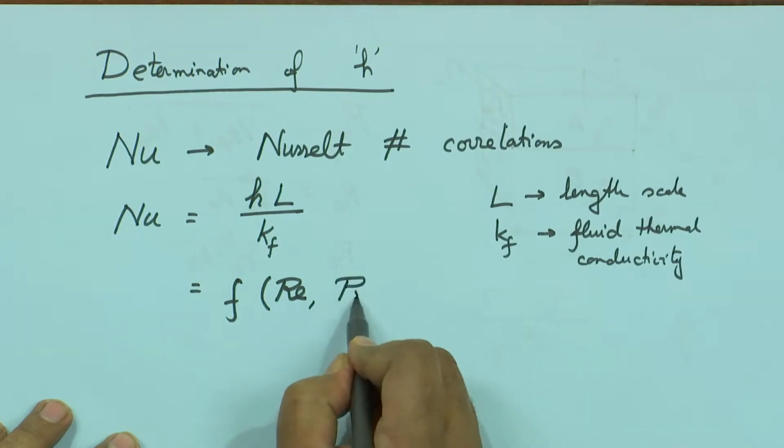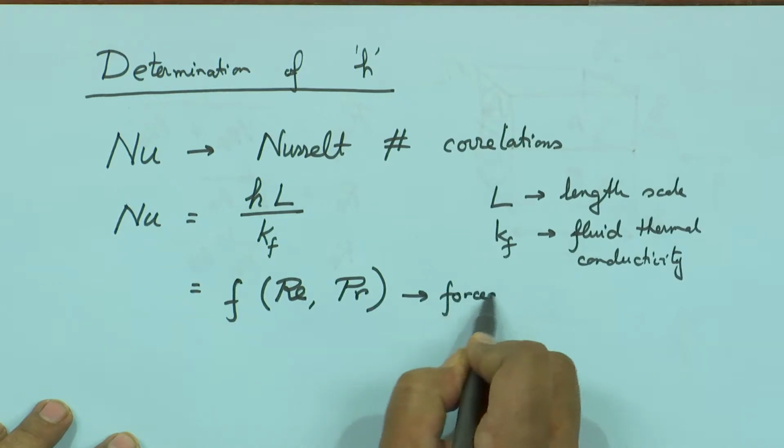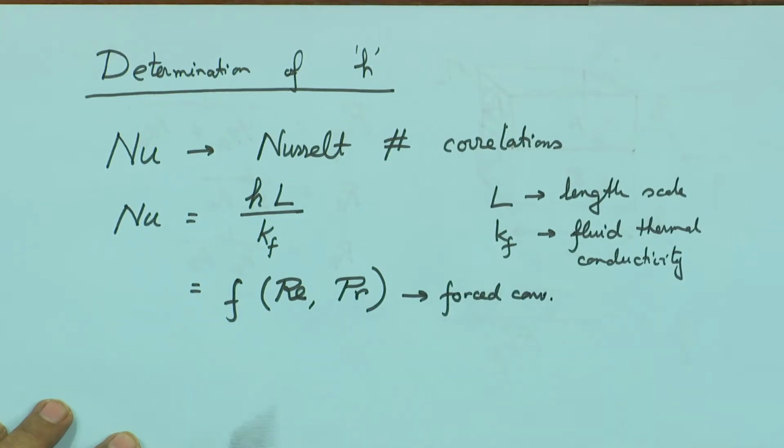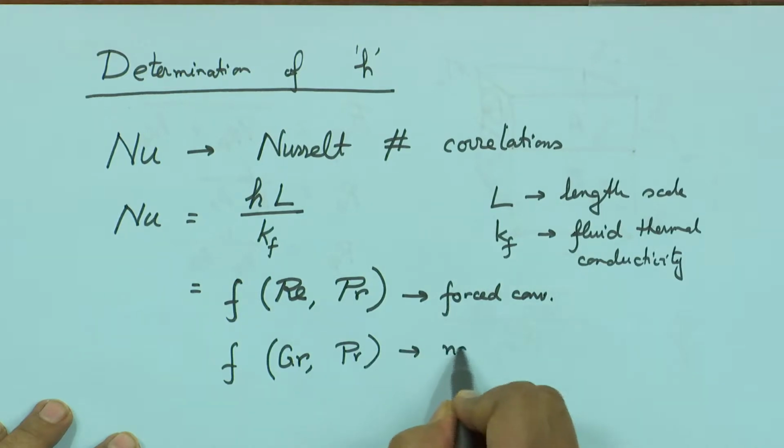So, the first one I am going to write is Reynolds and Prandtl number. For forced convection, this is what we will typically get, and the second one I am going to write is Grashof and Prandtl number, and I am going to explain in a minute what these are.